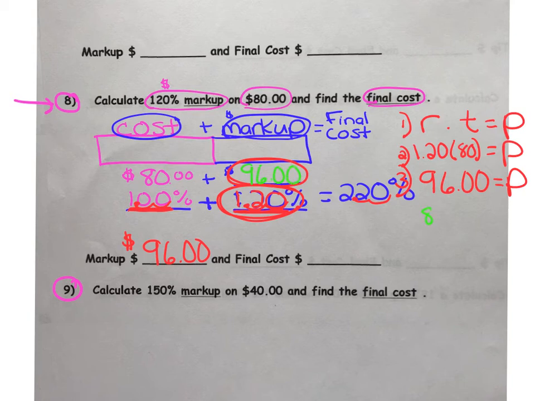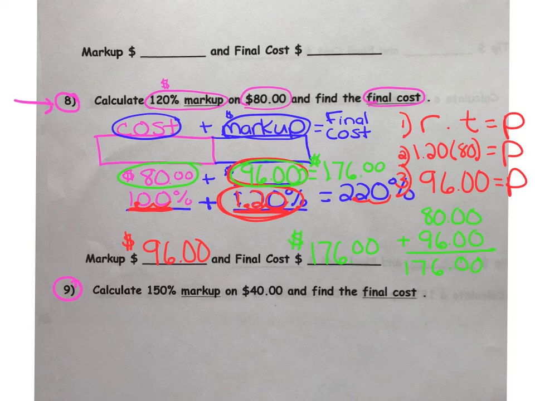Take a moment. $80 plus the $96 markup, we're going to be charging our customers, as we add these two together, $176 for the piece of art that we're selling in our store. So the final cost, $176.